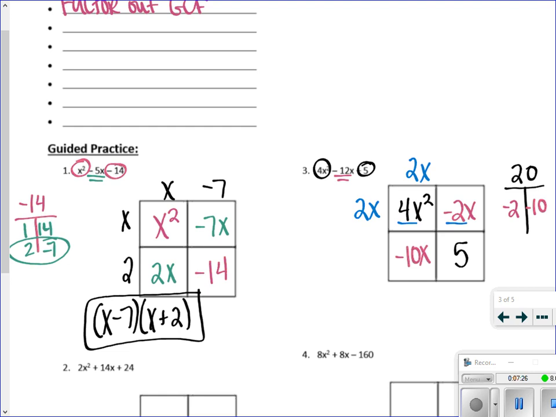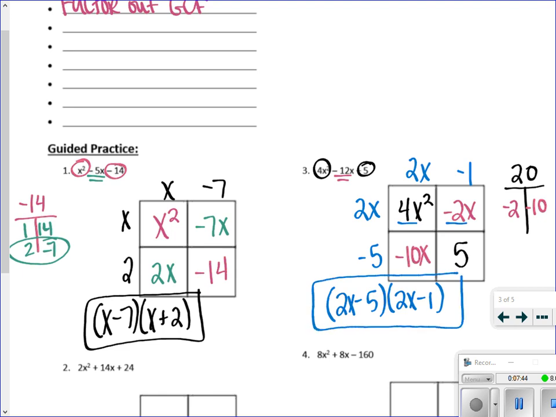What would be in the spot? Negative 5, and what would be at the top? Negative 1, because the x term is negative. So that's parentheses, 2x minus 5, 2x minus 1. It doesn't matter what order you put the equation in.